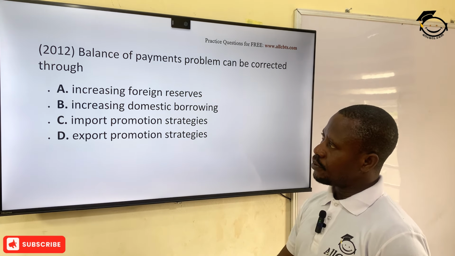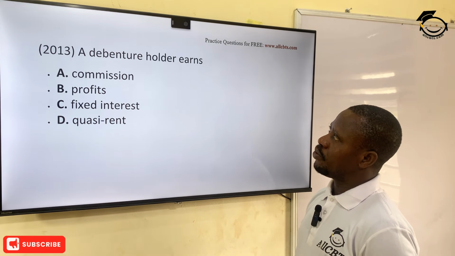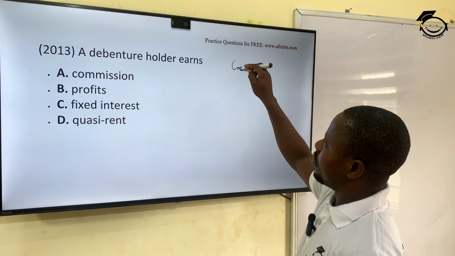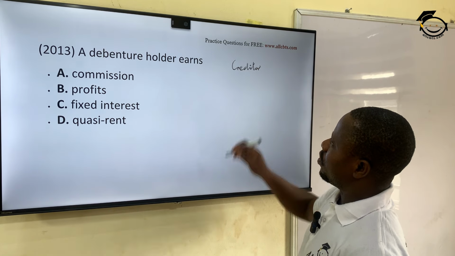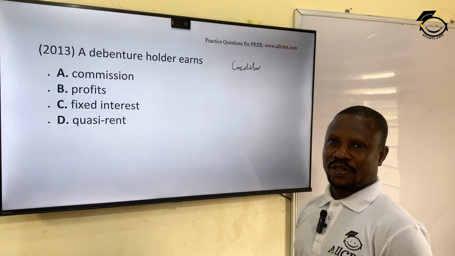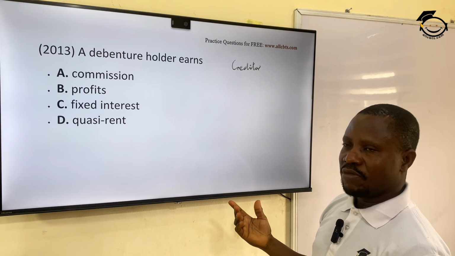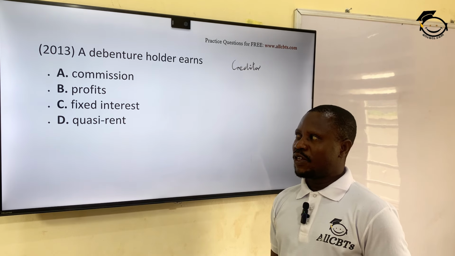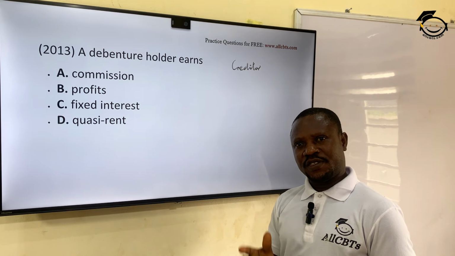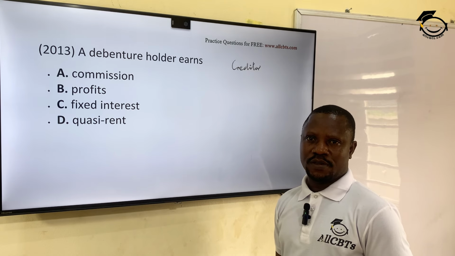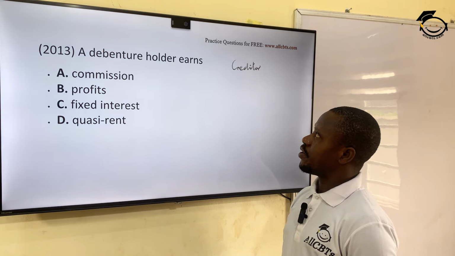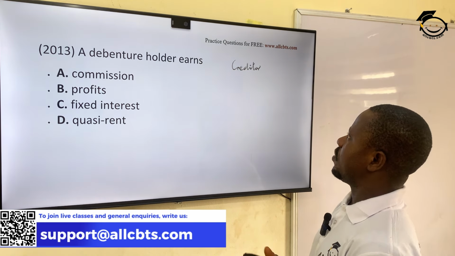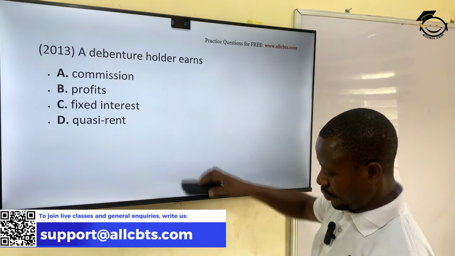Okay? A debenture holder is... Who is a debenture holder? A debenture holder is a creditor to the company or to the investment. So they gave you the money you are using to run your business, and you're expected to pay them a fixed interest. The interest is fixed because they are creditors to the company. Option C is the correct answer.